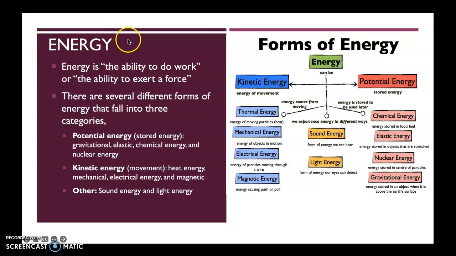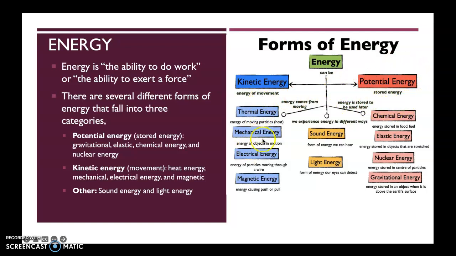When we are thinking about energy, you have to have energy in order to have work happen. And that is why work and energy are actually both going to have the same unit, which is the joule. There are several different kinds of energy. The two that we are going to focus on are kinetic energy, or the energy of movement or motion, versus potential energy, which is stored energy.